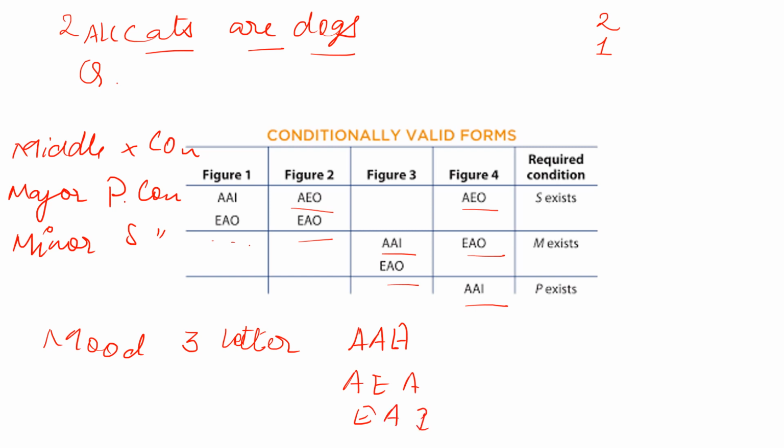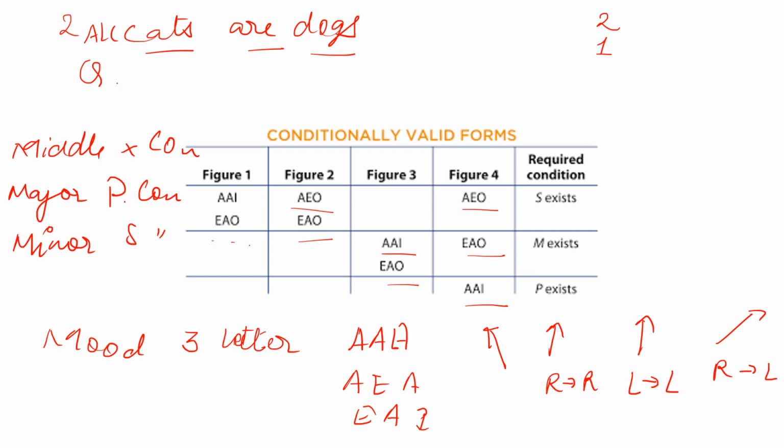For figures, what you have to remember is that the position of the middle term tells you the figure of a syllogistic form. If it is like this, it is the first figure. If the middle term is on the right side, right to right, it is the second figure. If the middle term is on the left-hand side, left to left, it is the third figure. And if it is right to left, then it is the fourth figure.